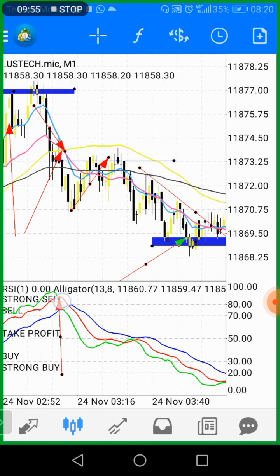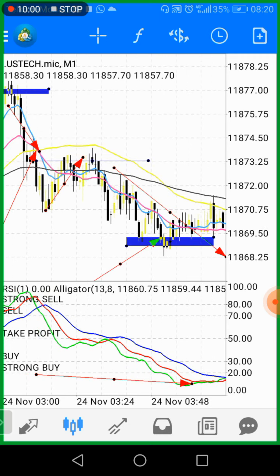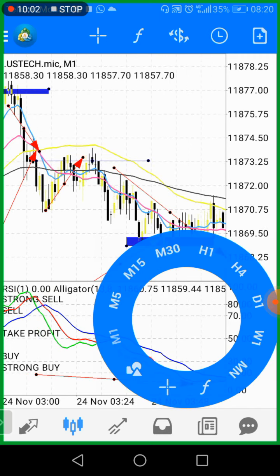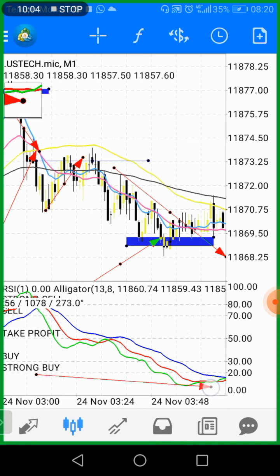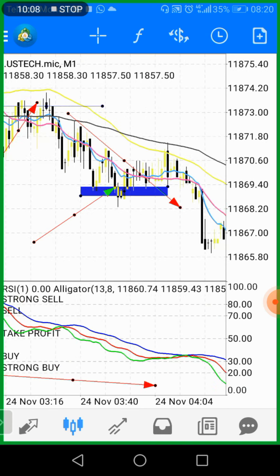We have a double bottom, and our moving averages were doing what? Our indicators were oversold, so we're expecting it to go up, but this one was a strong downtrend, it continued going down. We could have taken a loss on this one. We could have taken our first loss on this one.